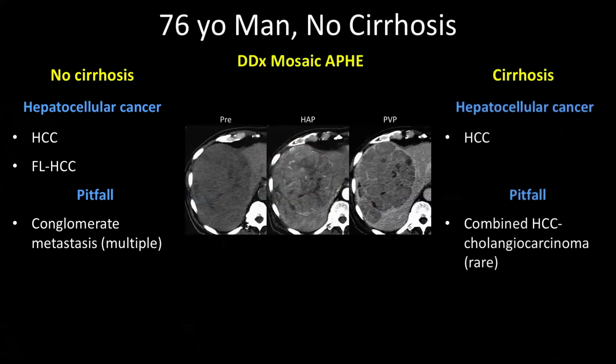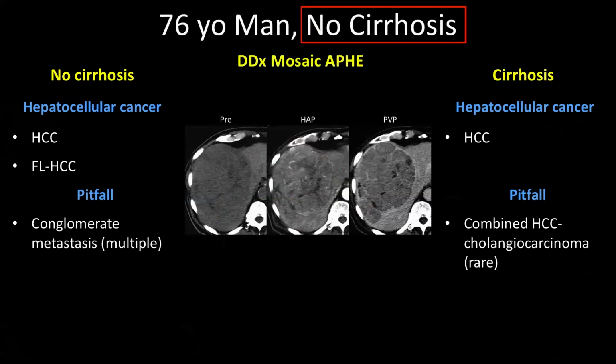Is there anyone in this room who would like to be told that they have a mosaic mass in their liver? Because if you have a mosaic mass, it's either a cancer, or a cancer, or a cancer, or a cancer. So the most important teaching point is that mosaicism is malignant.